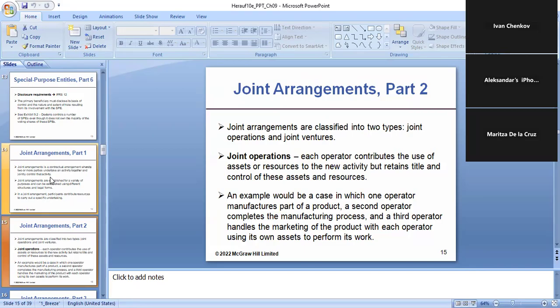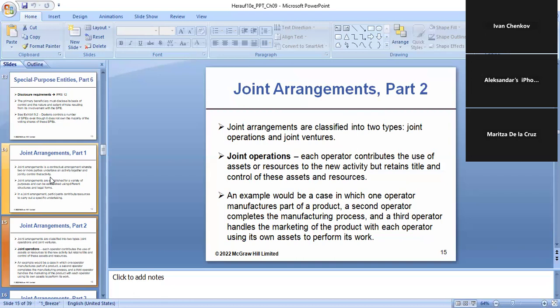Is it from the joint arrangements? You have two options here. Is it going to be a joint operation? Is it going to be a joint venture? You're going to prove that it's not a joint operation. If it's not a joint operation, it directly means that it's a joint venture. So what's the joint operation in this case? In a joint operation, each operator contributes the use of the assets and resources to the new activity, but they retain the title and control over the assets and the resources.